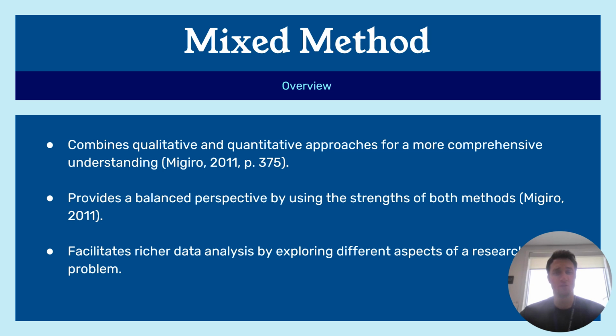Qualitative data offers rich, detailed insights, while quantitative adds numerical evidence to support broader conclusions. This dual approach can also help with the data as well. So researchers can explore different aspects of a problem, not only understanding what's happening, but also why it's happening as well.